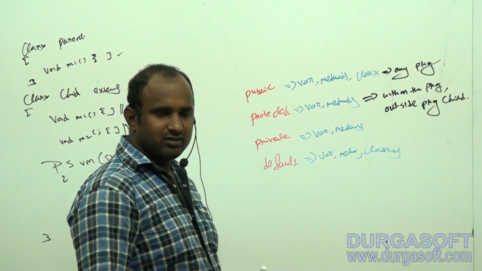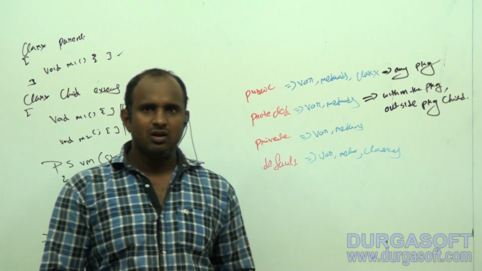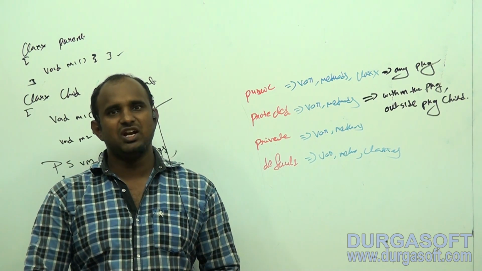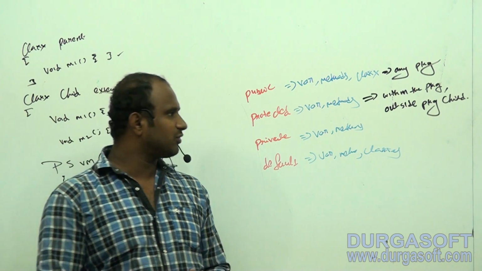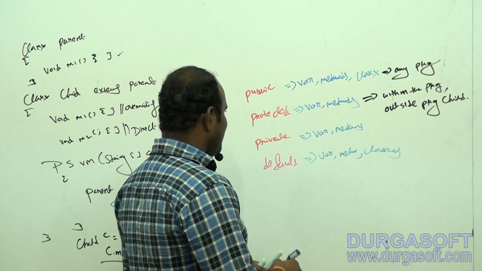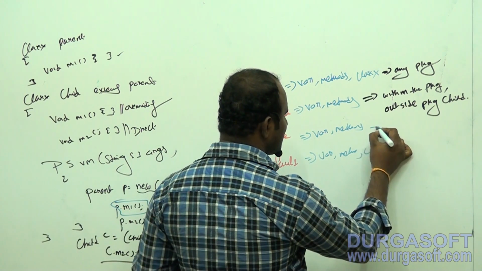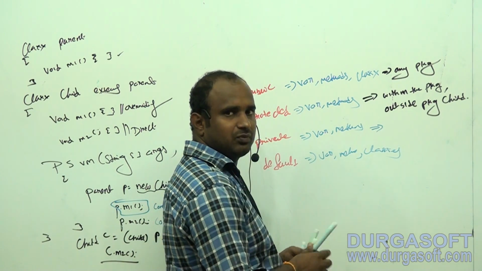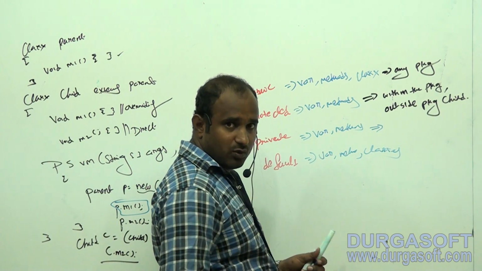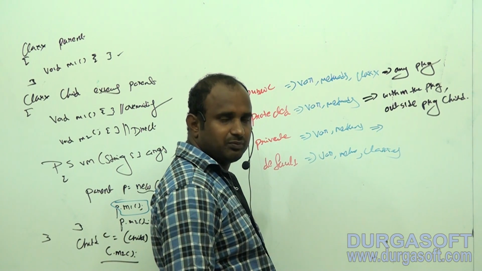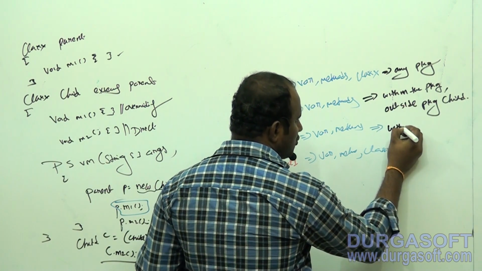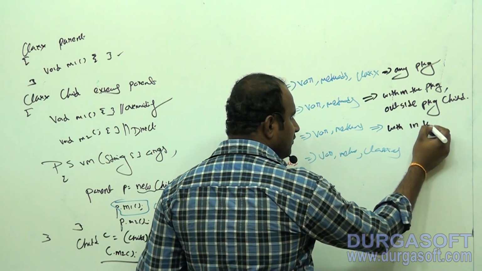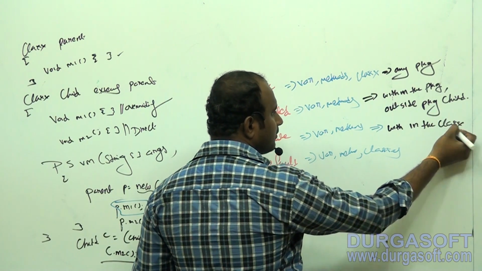So protected access here: within the package is possible, and outside the package, the child class is possible. What about private? The most restricted modifier in Java is private. We completed private in overriding rule number 6, right? What is the permission of private? Only within the class, right? The most restricted modifier in Java, within the class.